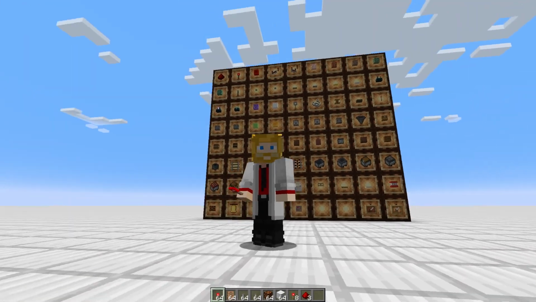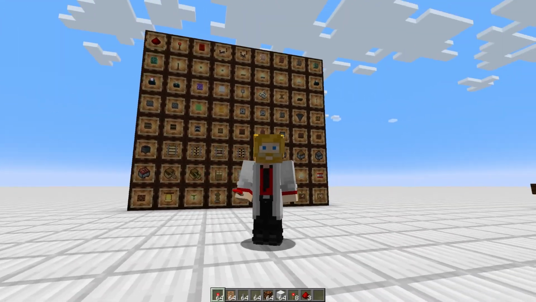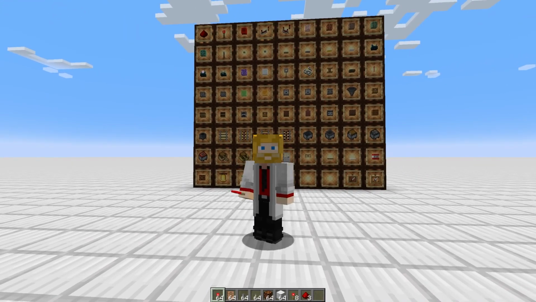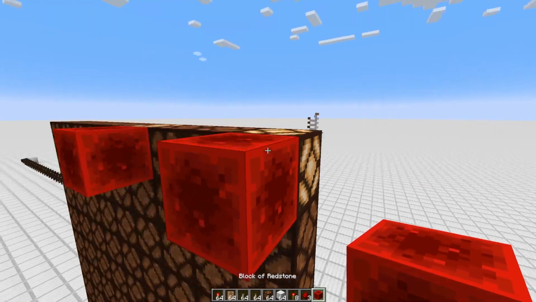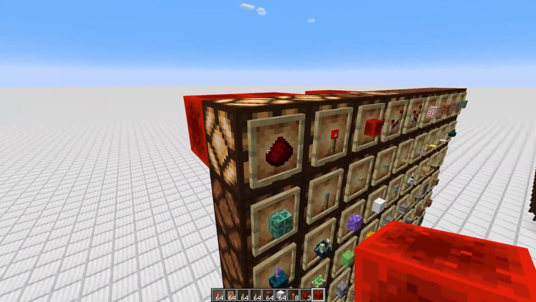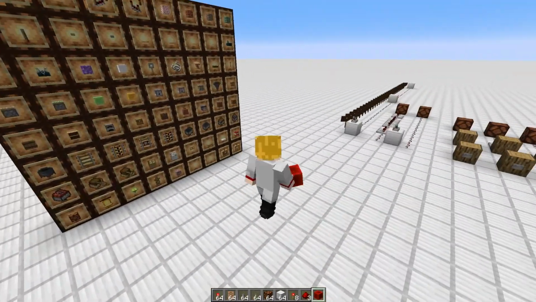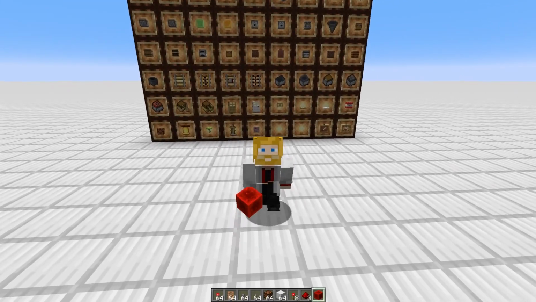So you just gotta keep that in mind as something that can happen when you're building your redstone circuits. All right. Well, that is everything I can think of that you would need to know about redstone torches. So let's tick that off. Redstone torches done.